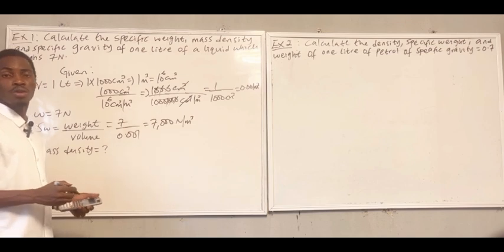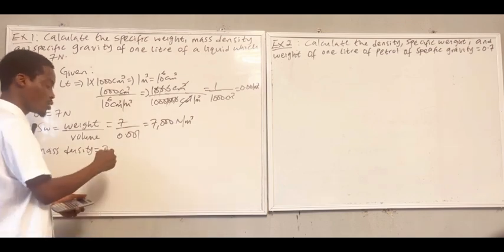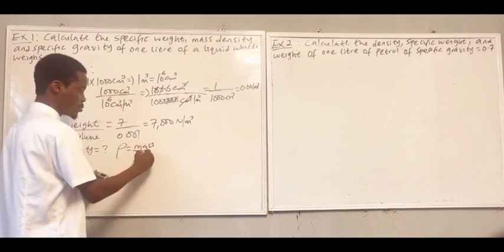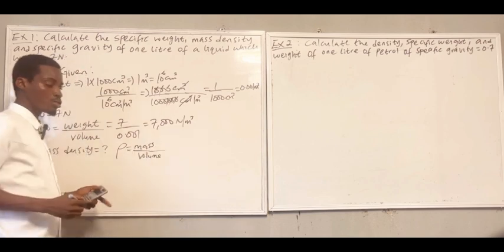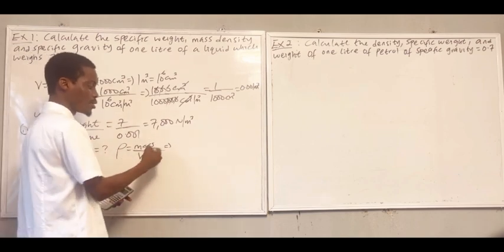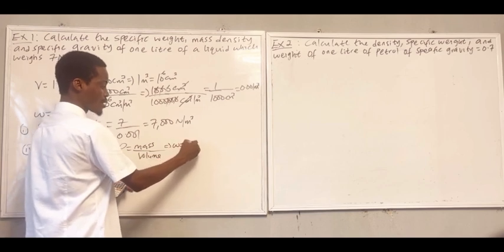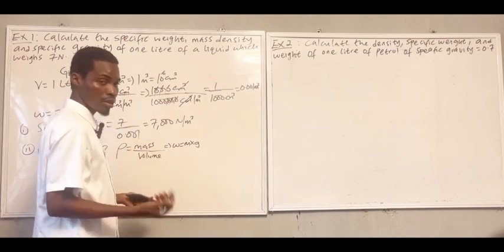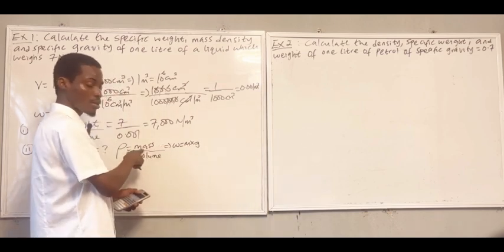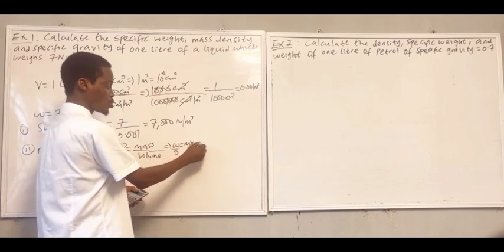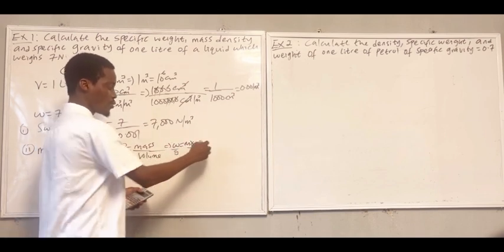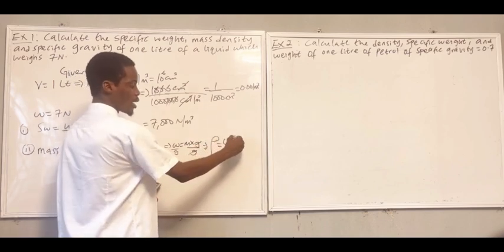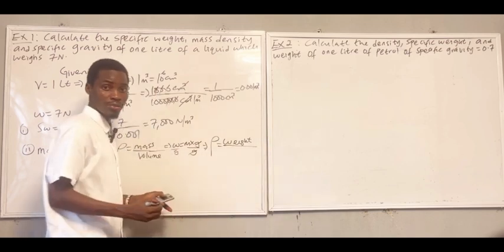Our mass density can also be known as specific mass or density, which is denoted by rho. Rho is specific mass, mass all over volume. If you look at this, we don't have mass. I can write weight as mass times acceleration due to gravity, G. Since we are considering mass, I can divide both sides by G so that I will be left with only mass. So I can write my density as weight all over acceleration due to gravity.